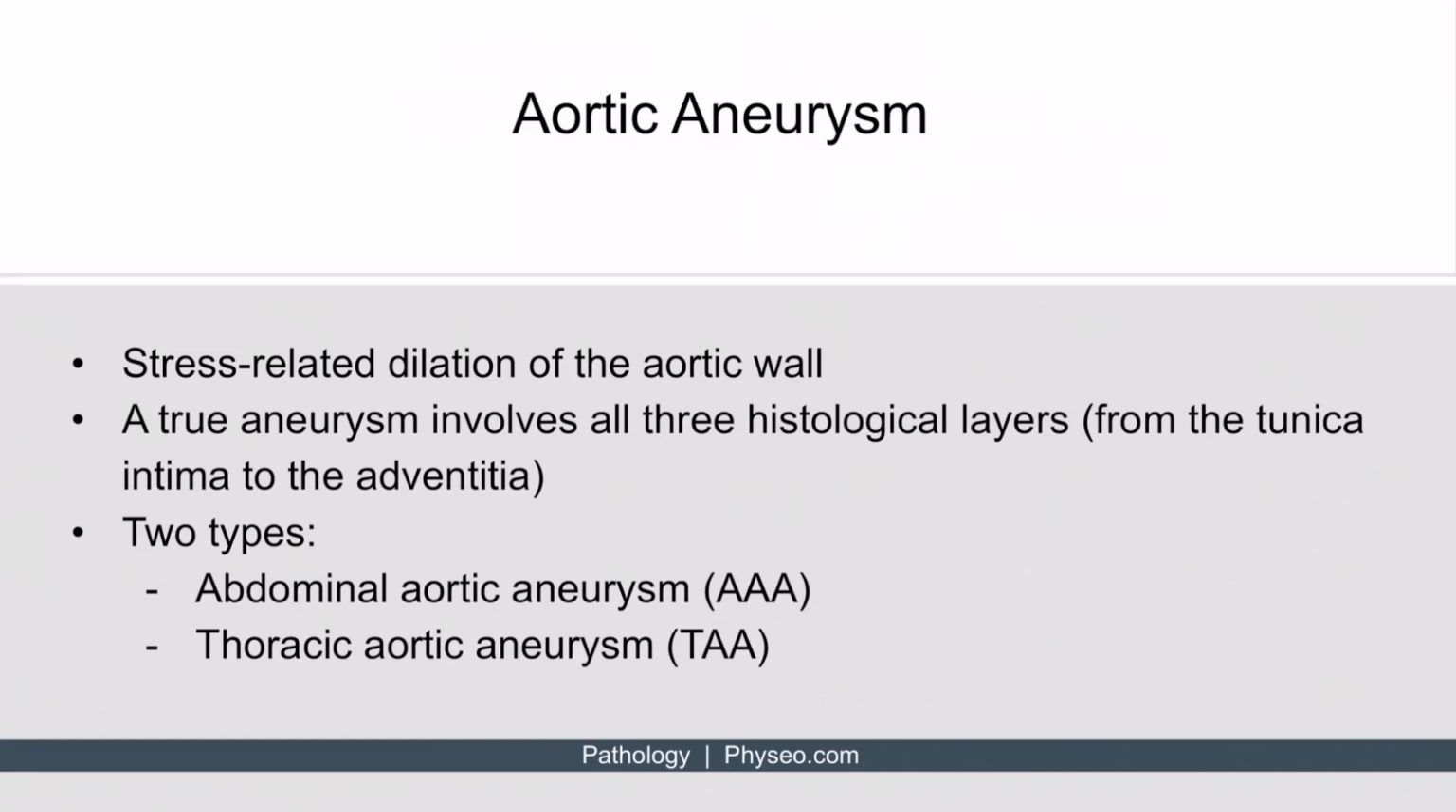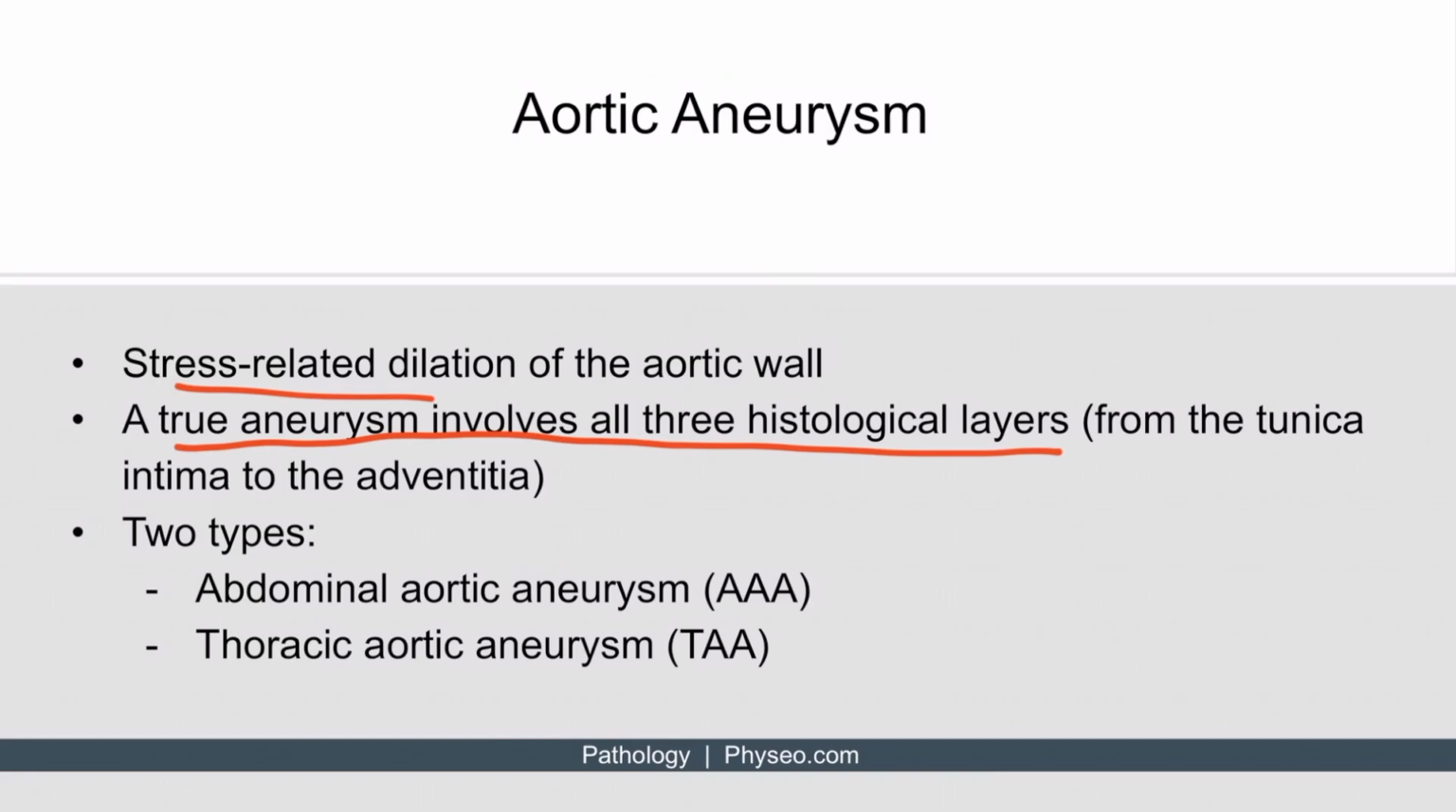All right, let's move on to discuss aortic aneurysm. This is defined as stress-related dilation of the aortic wall. Keep in mind that a true aneurysm involves all three histological layers, from the tunica intima to the adventitia. So with this in mind, you should be able to deduce that an aortic dissection is a false aneurysm. It results in dilation of the wall, but not all three histological layers are involved.